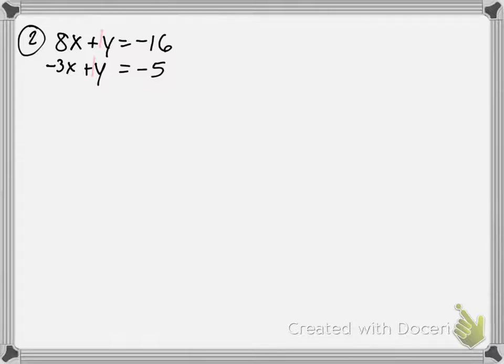So what I want to do is change one of the equations so that they have a negative sign with them. To do that, I'm going to pick one equation and multiply every term in the equation by a negative 1. So I'm going to multiply 3x by 1, the 1y times negative 1, and the negative 5 times negative 1. So I'm going to bring this over here. 8x plus y equals negative 16.